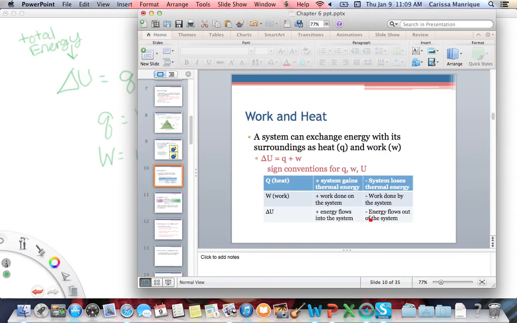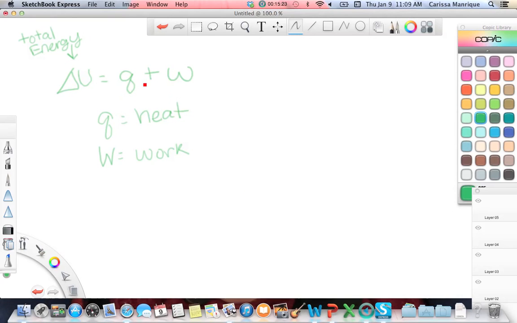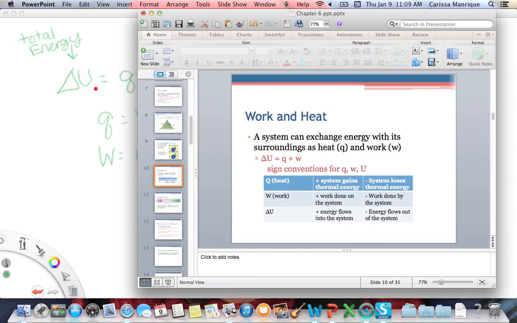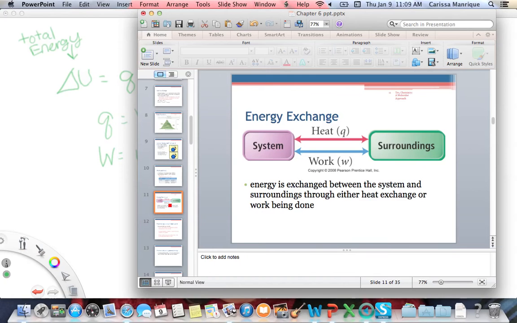So when you do these reactions, you're going to do some examples, you have to figure out, okay, Q is heat, W is work, but is the sign positive or negative? That's the hardest part. The equation is just Q plus W. That's not hard to do, it's simple mathematics. But the hardest part is figuring out the sign of Q and W. The next podcast will go into this a little bit more.